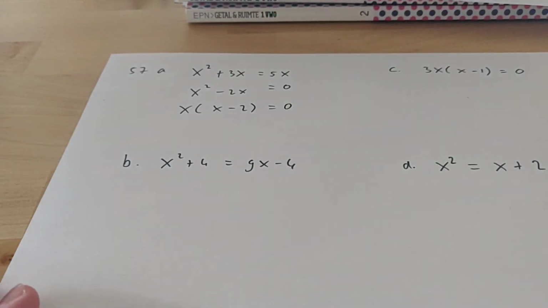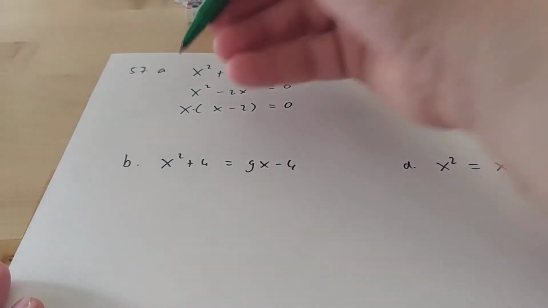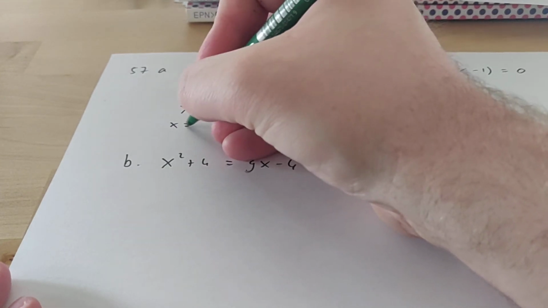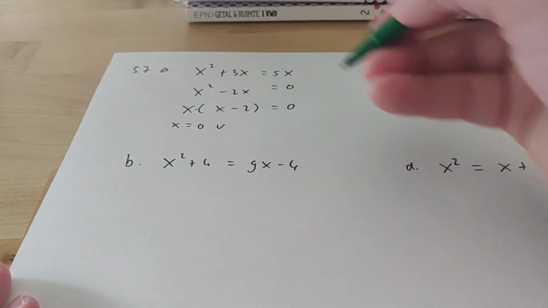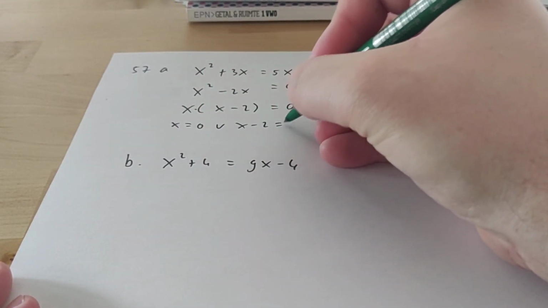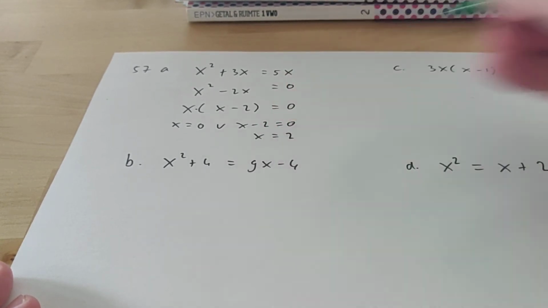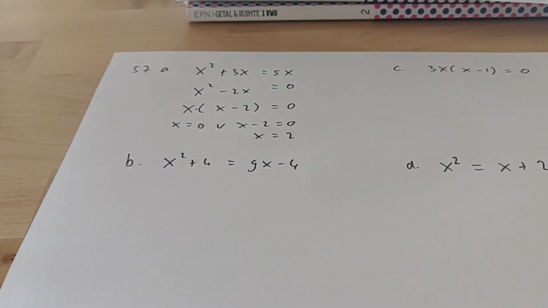Once you factorized it, because there's a times here, you can say that the left side of the times symbol, so the x, is 0, or what's in brackets, so the x minus 2, is 0. And that means that x is 2. So x is 0 or x is 2. That's the answer for 57a.